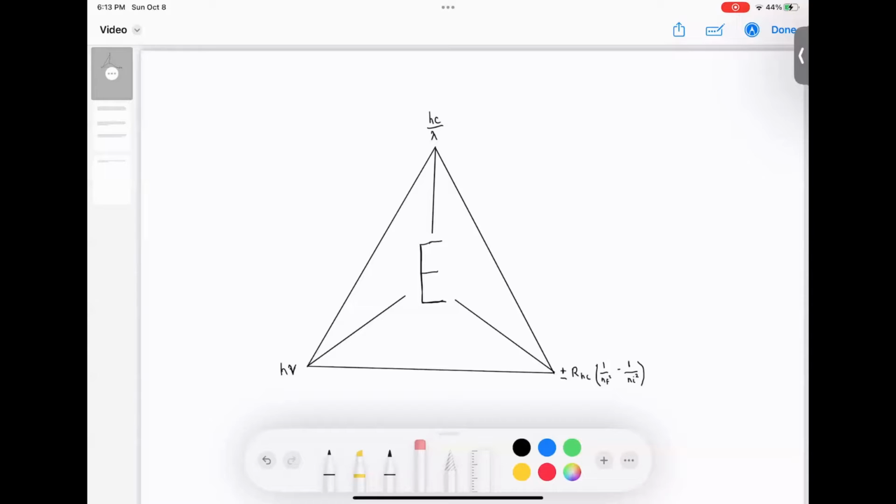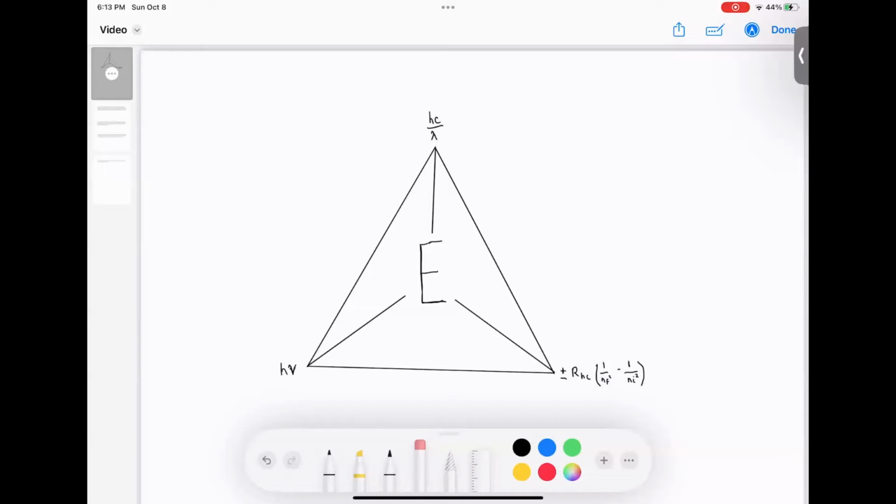I'm here to show you today the Holy Trinity of Energy. As you can see on my screen, there is this triangle with energy right in the middle, E for energy. Energy has three lines connected to it. It has a line connected to hc over lambda.